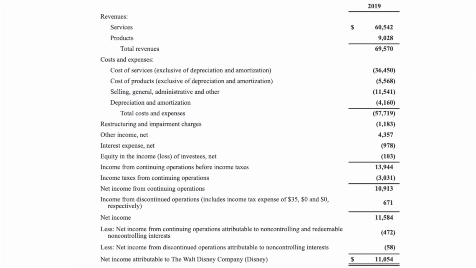So going to Disney's income statement. They had total revenues in 2019 of $69.5 billion. Now they had quite a few expenses. So from that $69.5 billion, they keep subtracting their various expenses. Things like the cost of services, products, or selling, general and administrative expenses. And all of their revenue, minus all these expenses, ends up coming out to about $11 billion. So this income statement shows us that in 2019, Disney brought in $11 billion in income.